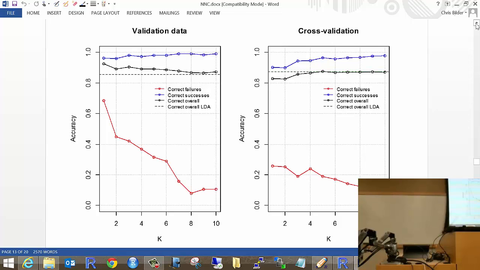So you can see, for example, with the validation data set, the overall accuracy actually decreases a little as a function of k. For the successes, the rate is going up a little bit, and for the failures, the rate is going down as a function of k.